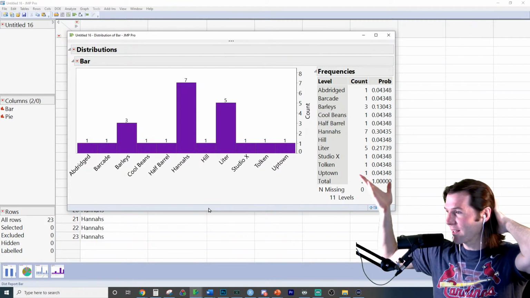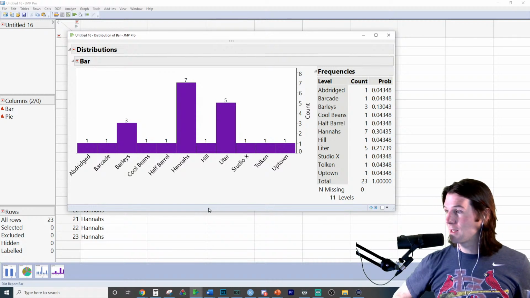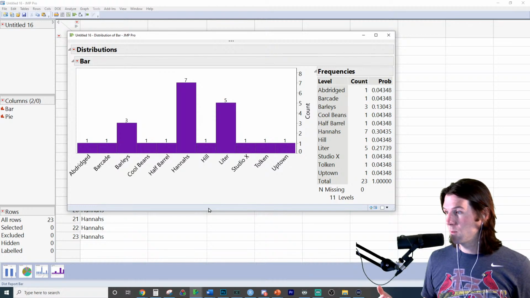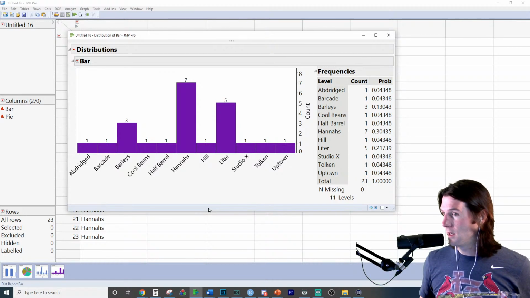How are we doing? You should have something that looks like this, and you should be able to read off the numbers and understand what it means that people gave this response. Like when I asked people, what is your favorite bar? 7 people said Hannah's, 5 people said Leaderboard, and 3 people said Barley's.